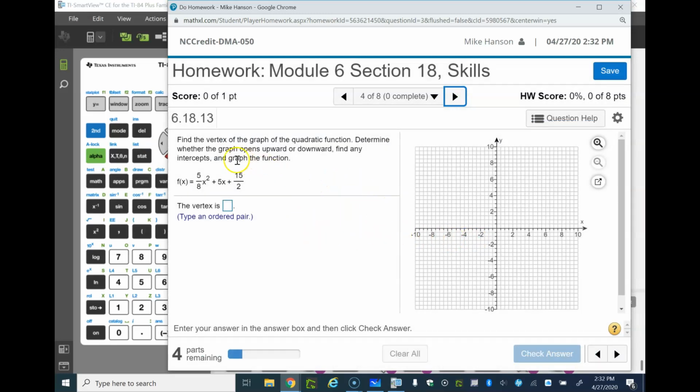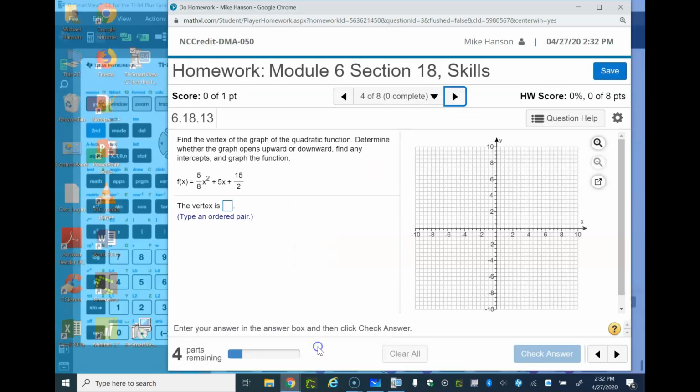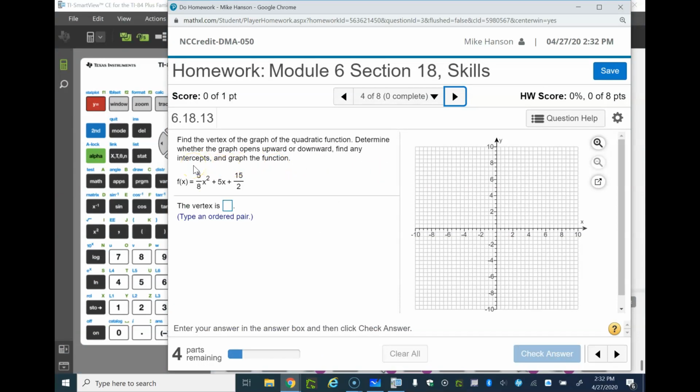All right, so just to go through all this one last time, remember to put the whole part in your calculator and figure out what the vertex is. Does it open upward or downward? Find the intercepts by putting in the 0 for the second one, and then doing your second trace, enter 3 times from both sides. And the vertex, I'm sorry, the y-intercept is going to be the last number in the equation. So you put in the ordered pair 0, comma 15 over 2, and then graph the function.